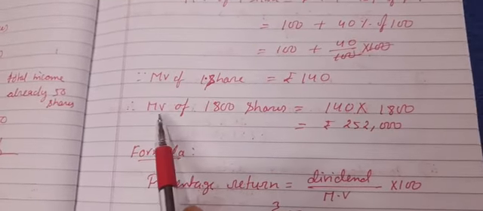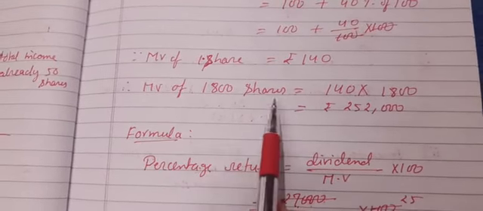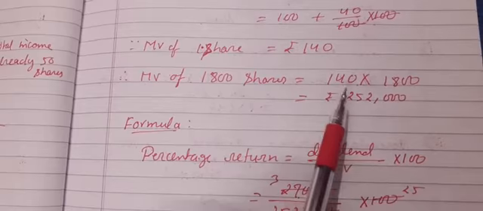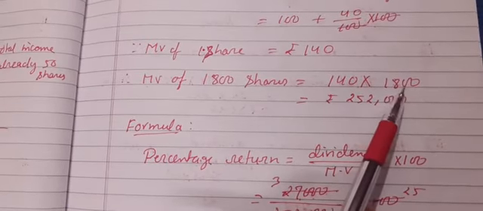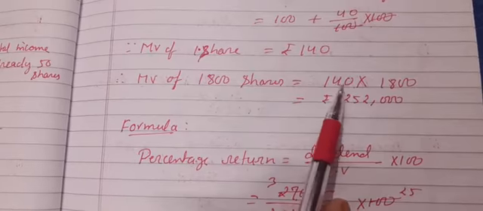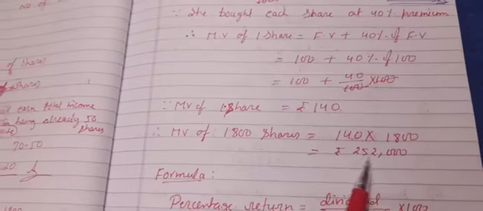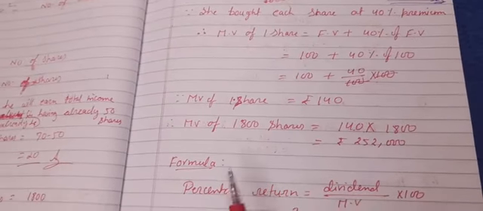So what is the total market value? Total investment, market value of 1800 shares, is equal to number of shares into market value of one share. So when we multiply, this is equal to 2,52,000 rupees.